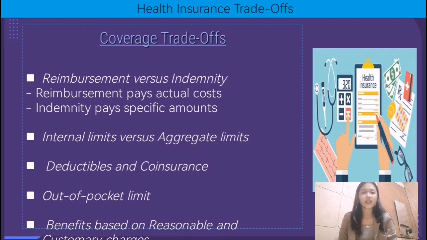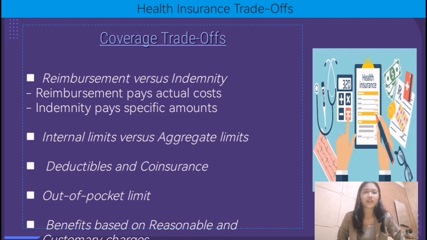Next naman is the internal limit versus aggregate limits. So internal limit will cover only yung fixed amount for an expense, yung mga daily cost mo, daily cost ng rooms, mga board during your hospital stays. Wherein si aggregate limits naman is a maximum amount the insurance carrier will pay for all claims within the policy period, typically 12 months siya.